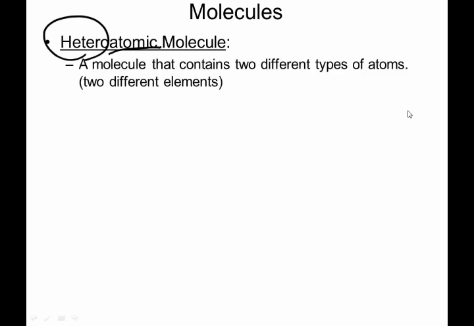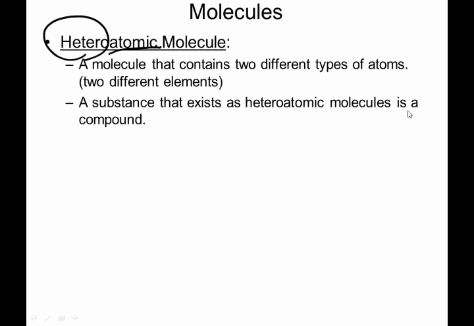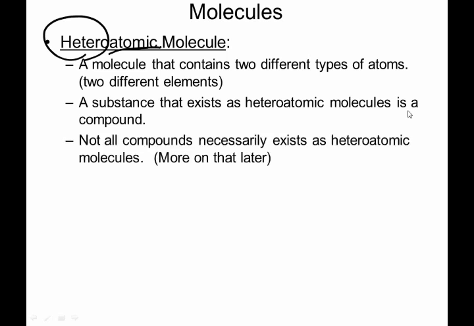Molecules can be heteroatomic or homoatomic. As we talked about before, hetero means different. In other words, heteroatomic molecules have two or more different types of atoms, two or more different elements. So a substance that exists as heteroatomic molecules is a compound. Later, we're going to talk about how not all compounds actually exist as molecules. This is a weird thing. Just put it aside for now. Just know that it's coming up later, and that it doesn't work in reverse. Not all compounds necessarily are heteroatomic molecules.